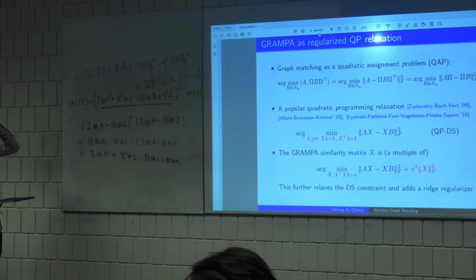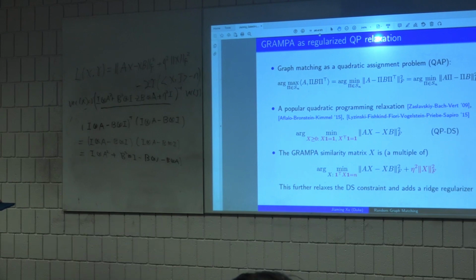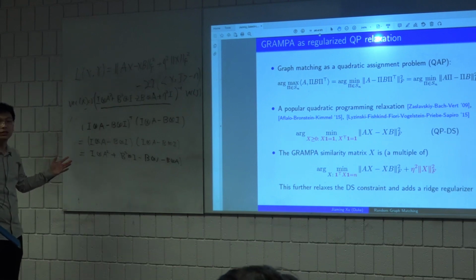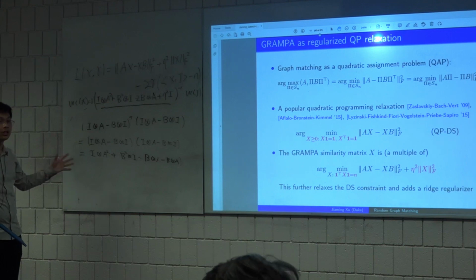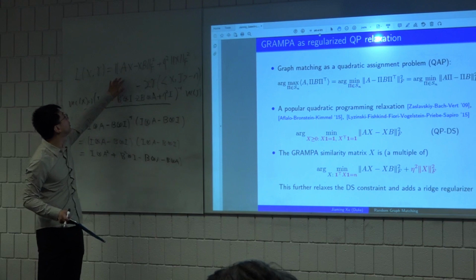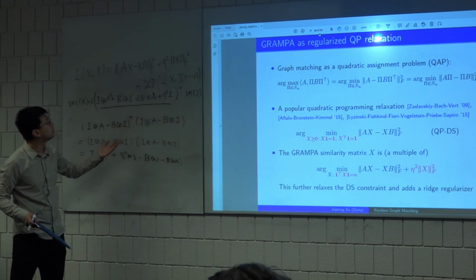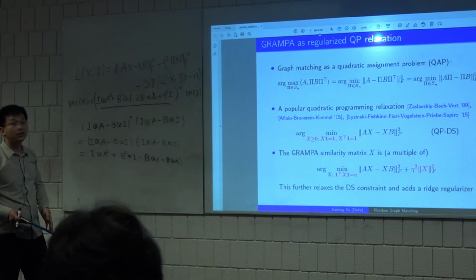Okay, I see. But I think these A and B are really interchangeable. So it doesn't matter too much, in the sense that if you change that, then instead of getting 2 B Kronecker with A, you get 2 A Kronecker with B. Yeah, maybe it's the same.